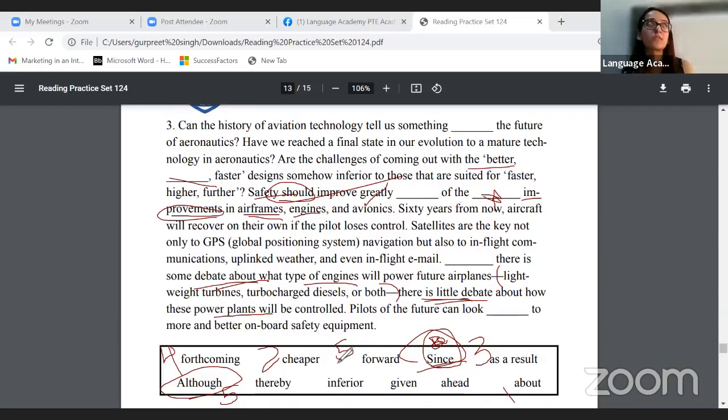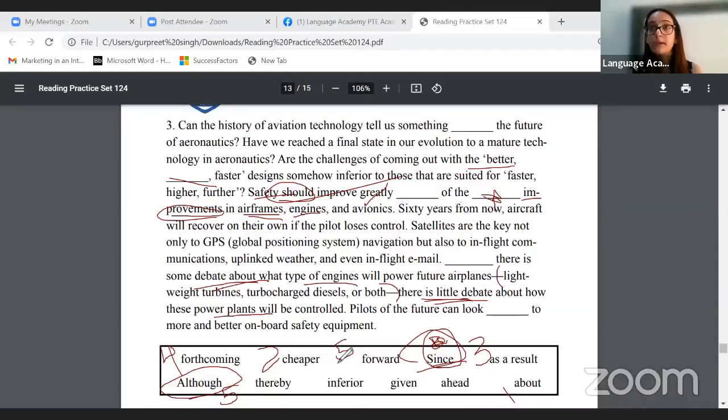For example, have you ever written any letter? At the end, you say, I look forward to your reply. So look forward is waiting. I will keep waiting for your reply. So pilots of the future can look forward to means they can wait. They can expect better equipment, better safety on board.